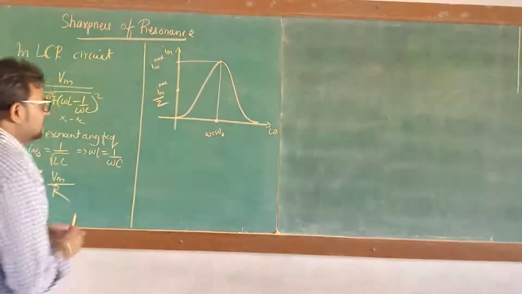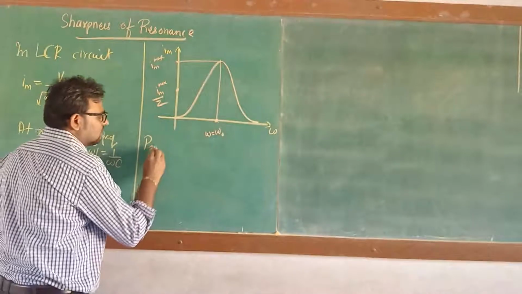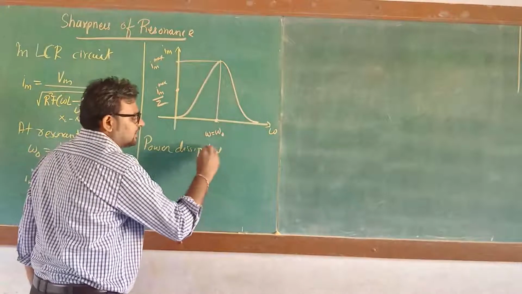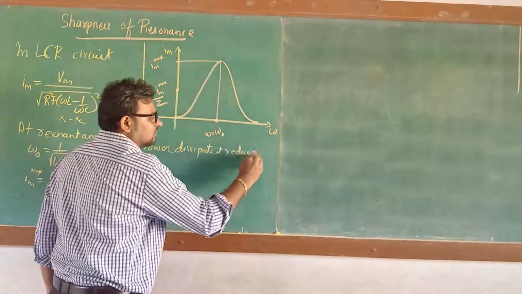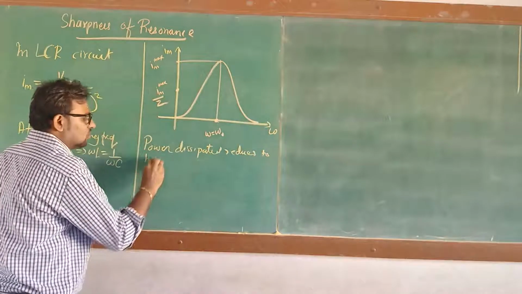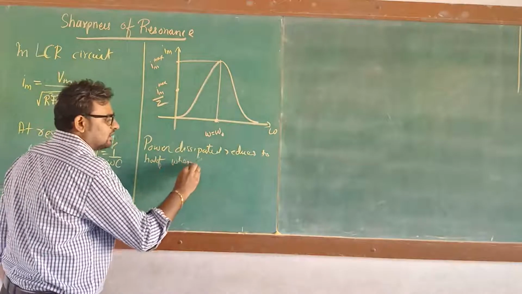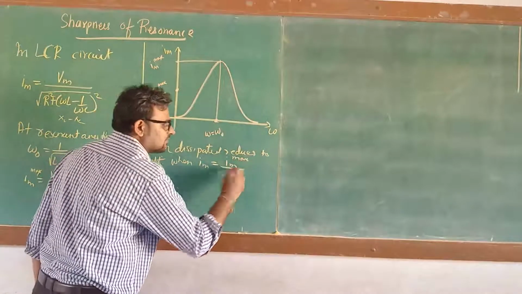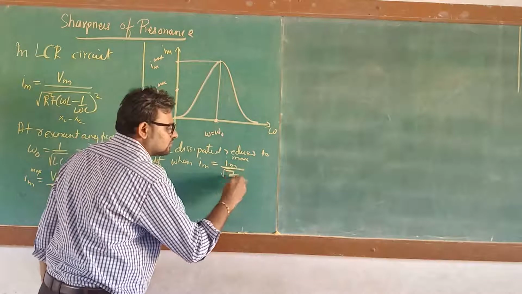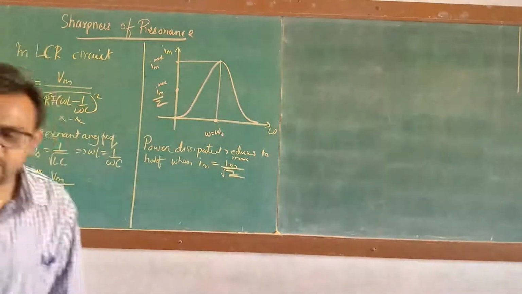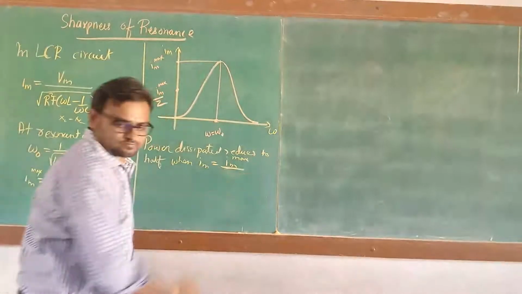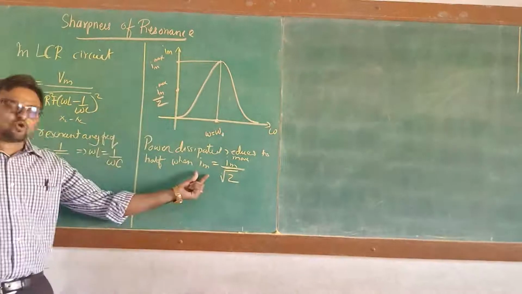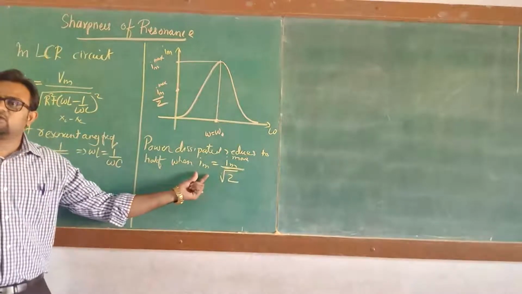So I can write that power dissipated reduces to half when Im becomes Im max by root 2. Okay, it's root 2. So at this value of the maximum current, the power will be half.